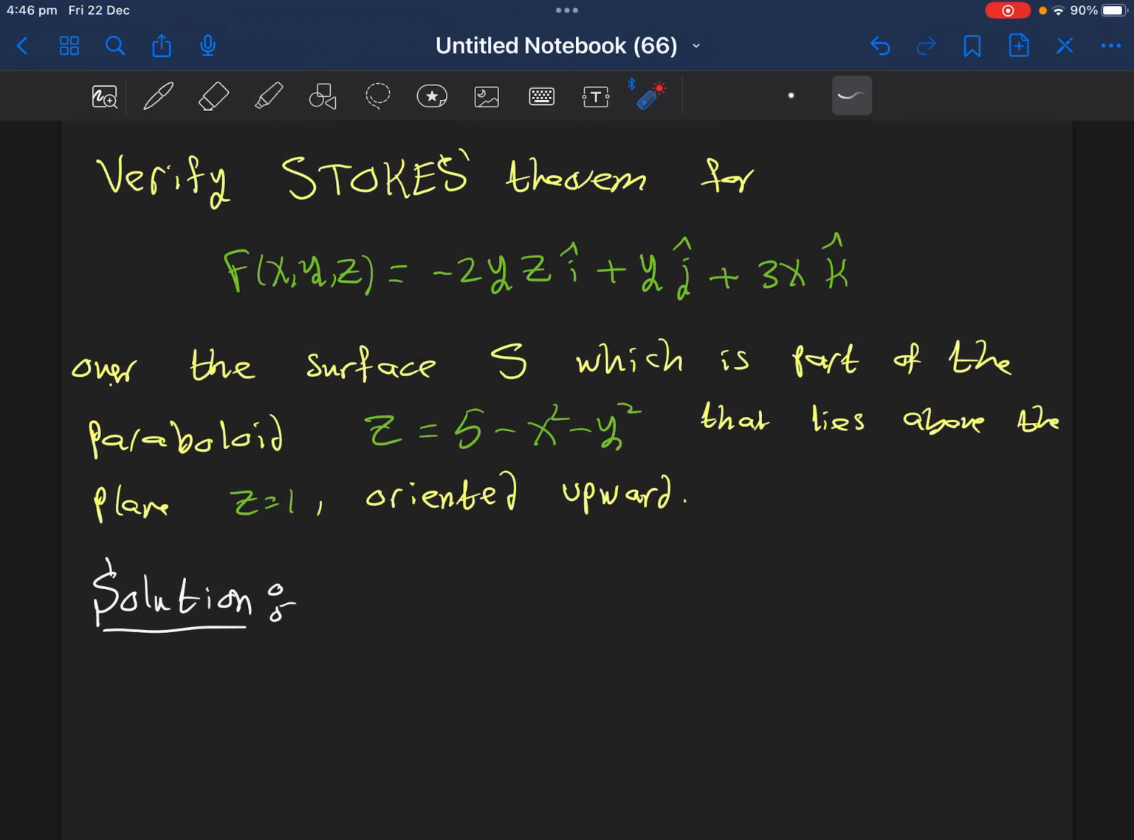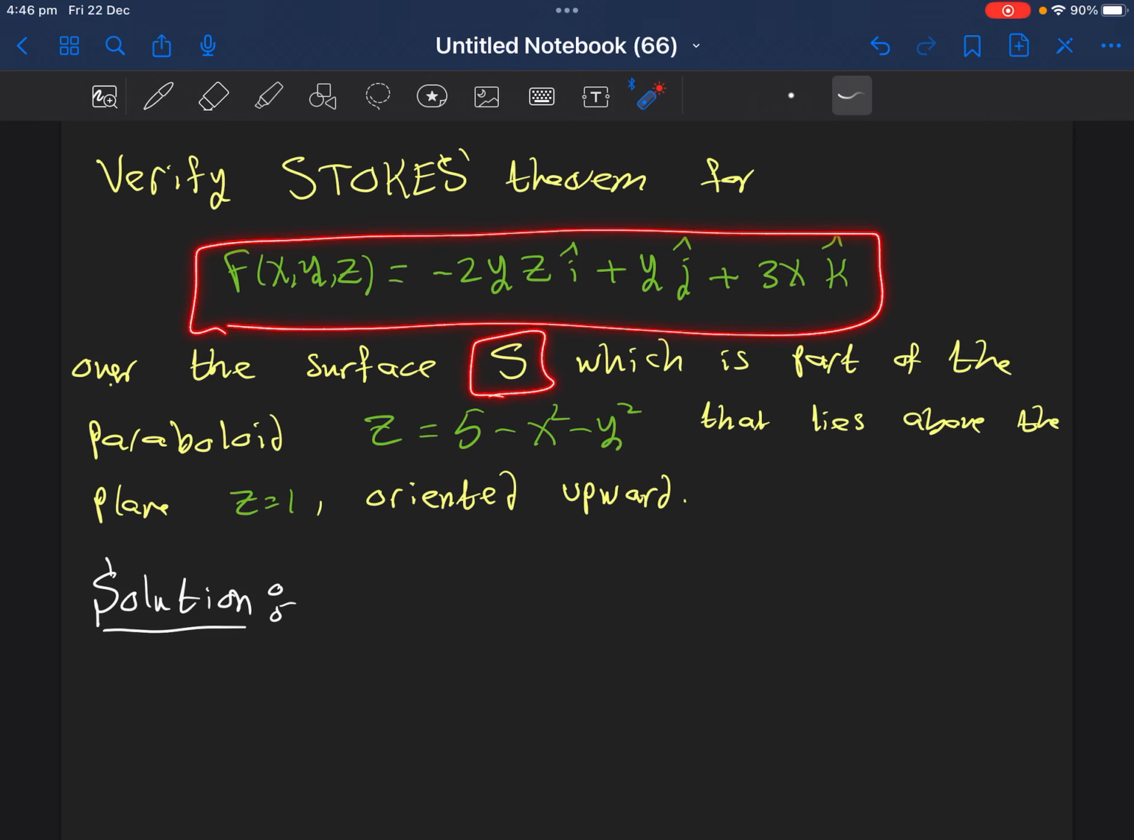Hello student and welcome back to Stokes Theorem in Calculus 3. In this video we would like to verify Stokes Theorem for this vector field over the surface S.